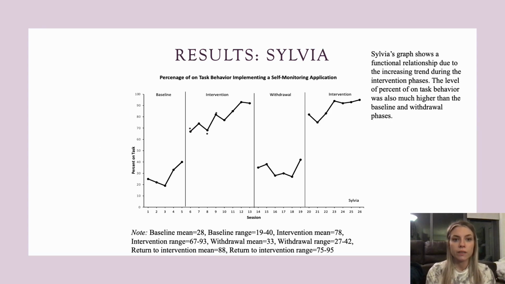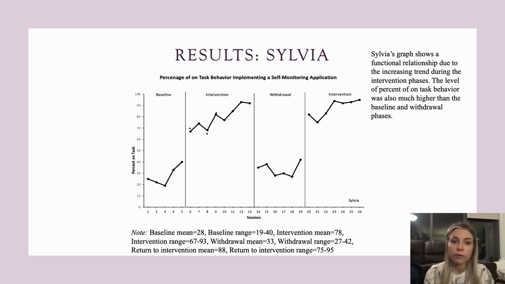As you can see here, these are my results from the intervention. The baseline mean was 28%. The baseline range was 19 to 40%. The intervention mean was 78%. The intervention range was 67 to 93%. The withdrawal mean was 33%, and the withdrawal range was 27 to 42%. Then the return to intervention mean was 88%, and the return to intervention range was 75 to 95%.